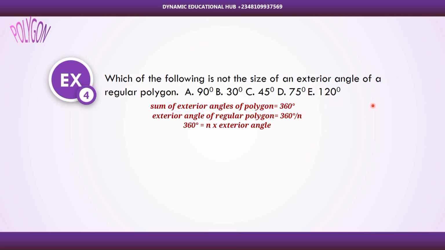75 degrees is not a factor of 360 degrees, so it cannot go into 360 degrees without remainder, so it's out. What about 120 degrees? 120 degrees is a factor of 360 degrees, and that is 120 degrees multiplied by 3. So the correct option here is 75 degrees, because it is not a factor of 360 degrees.